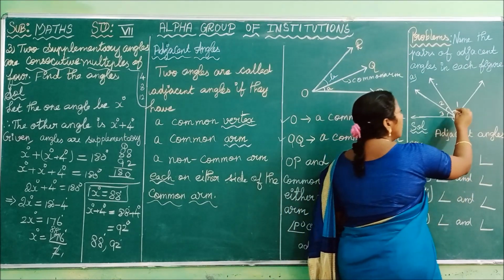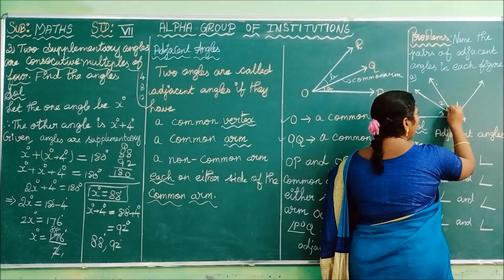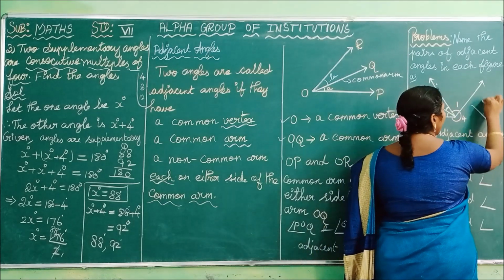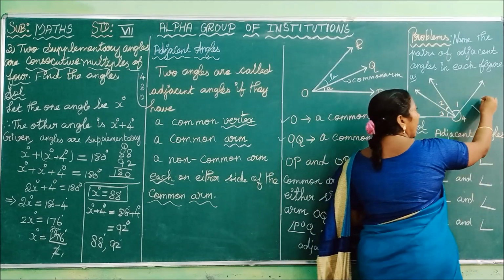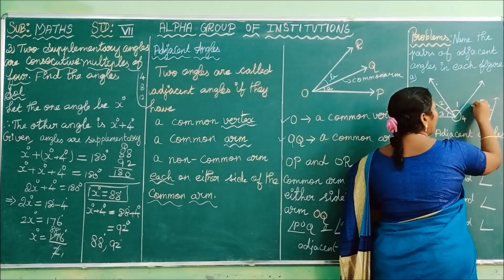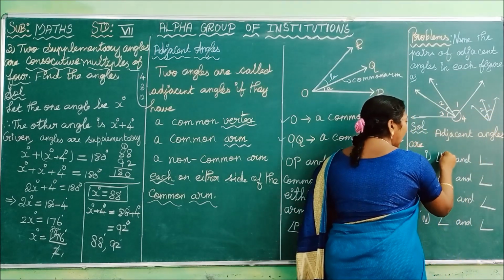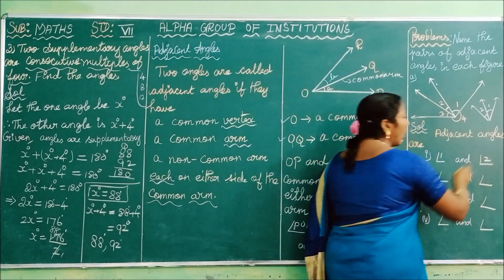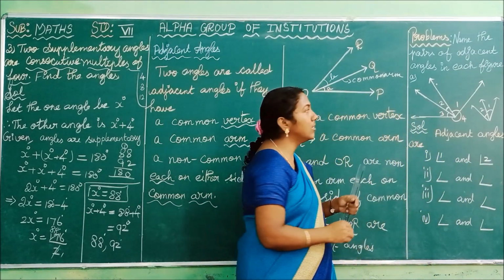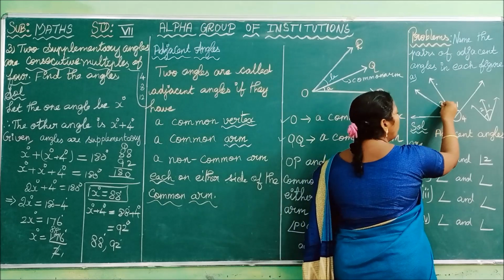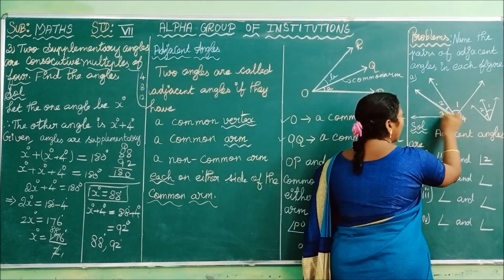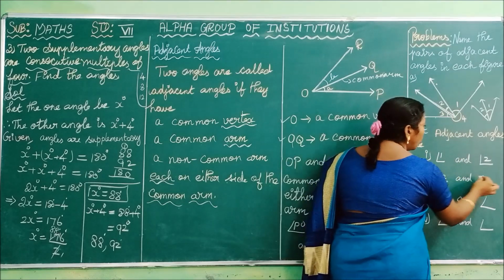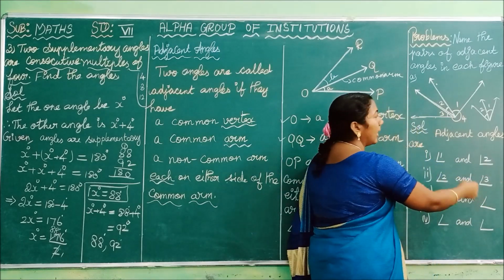See here. First I am considering angle 1 and 2. See here, children. Angle 1 and 2. They have the common arm and non-common arms. So we have to say angle 1 and angle 2 are adjacent angles. Similarly, angle 2 and 3 have the common arm and also the non-common arms. So we have to say angle 2 and 3 are adjacent angles.